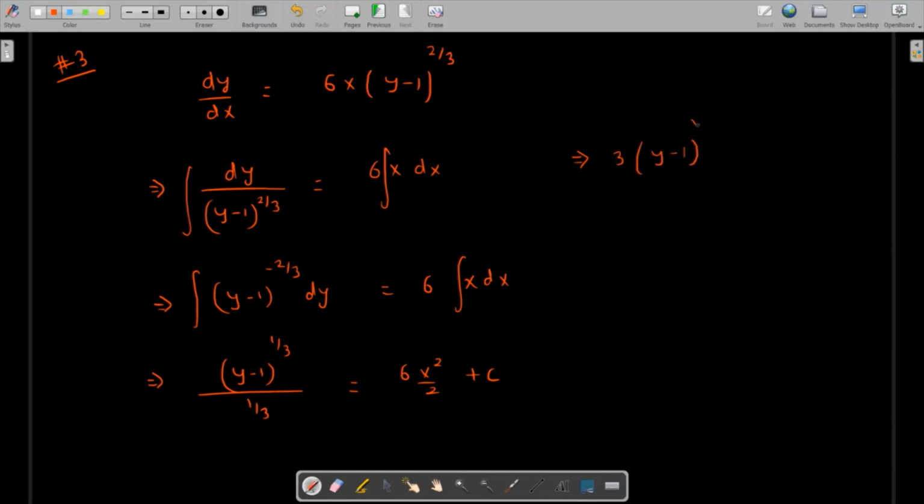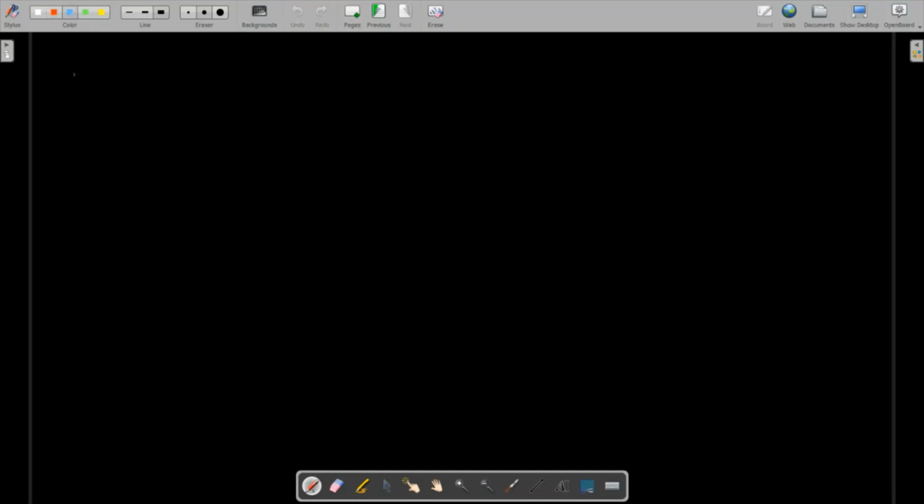So we have (y − 1)^(1/3) is equal to 2 times 3 is 6. So this is 3x² + c, which is the final solution of the differential equation. Let's talk about another one.